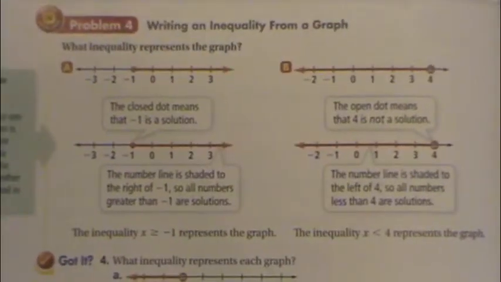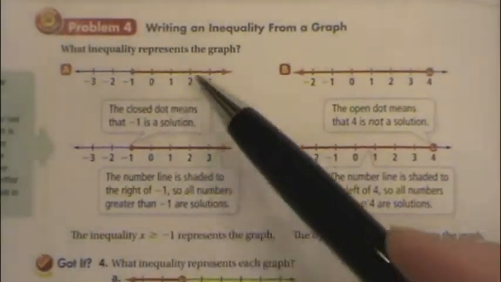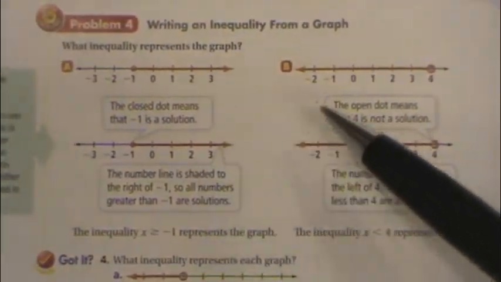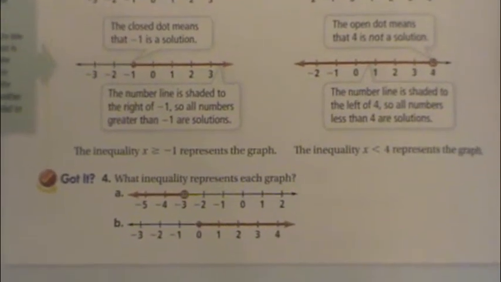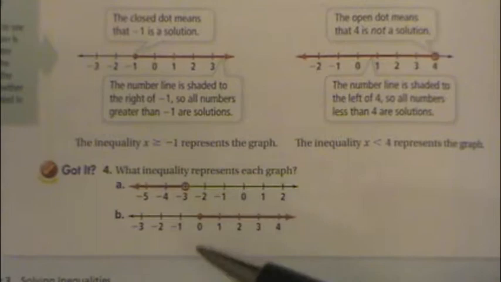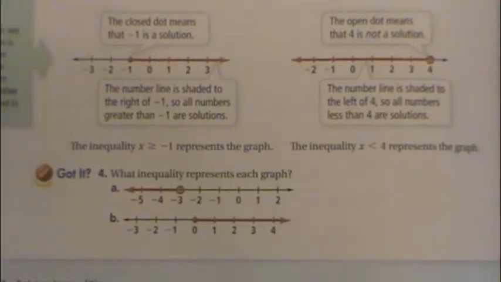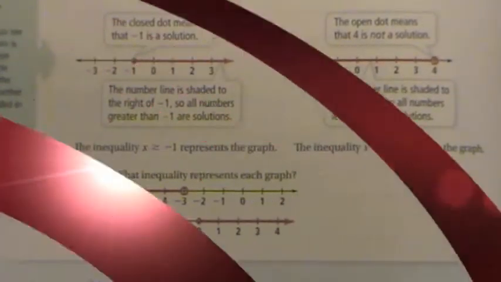Problem 4 has you do the reverse operation. They give you the graph, they want you to write the inequality. Look this over, and once you're ready to figure out some inequalities, number 4, A and B, you know where I'll be after you get those inequalities written.